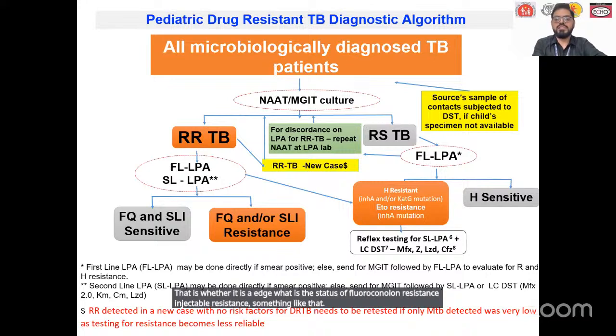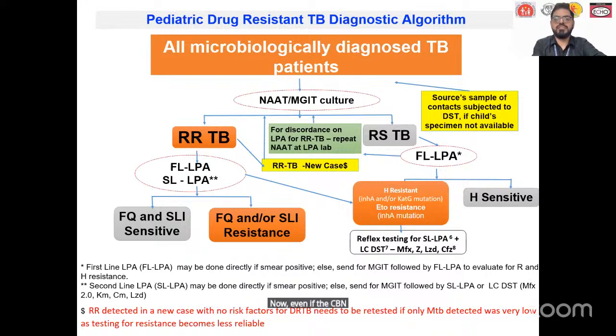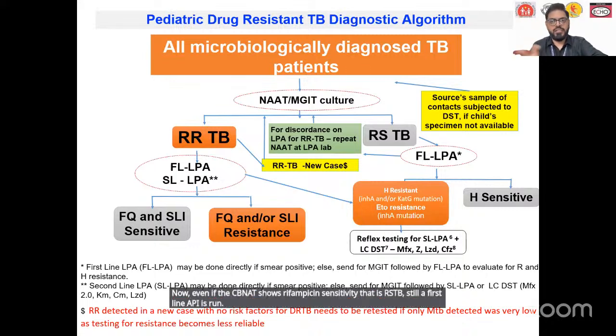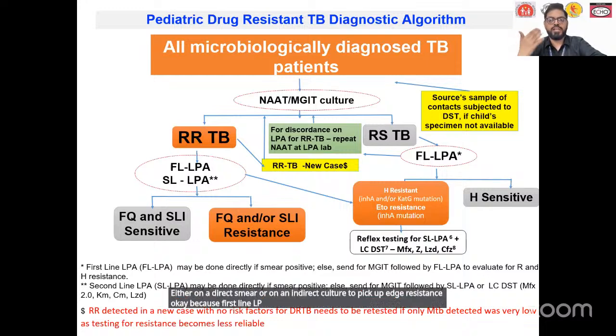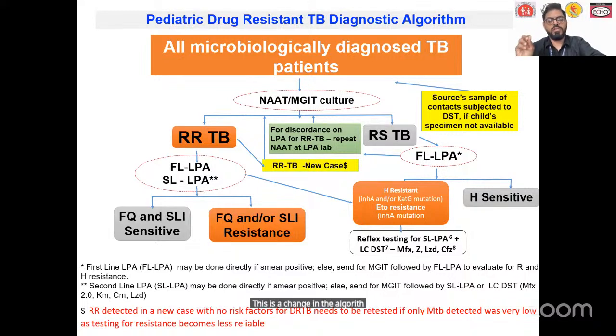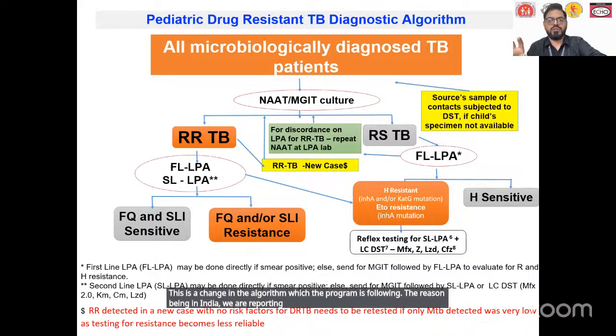Now, even if the CB-NAT shows rifampicin sensitive TB, that is RS TB, still a first line LPA is run either on a direct smear or on an indirect culture to pick up H resistance. Because first line LPA gives us resistance to isoniazid and rifampicin. Now, this is a change in the algorithm which the program is following. The reason being, in India, we are reporting around 12 to 15, or I think a little more now, 15 to 18% cases of H monoresistant TB.